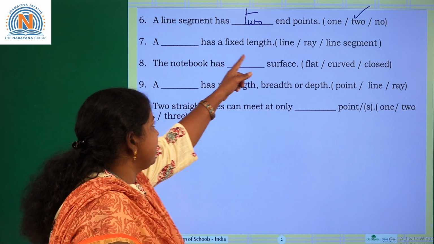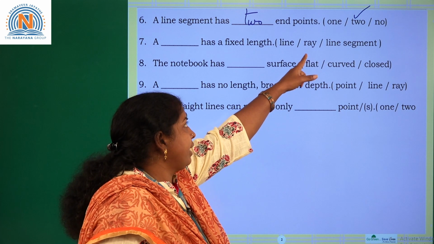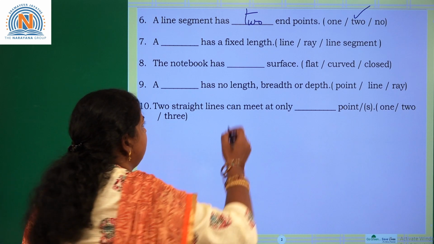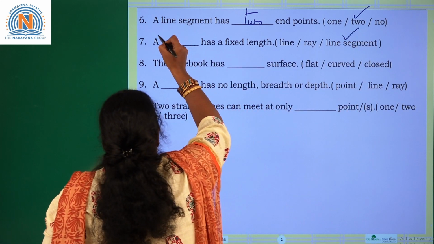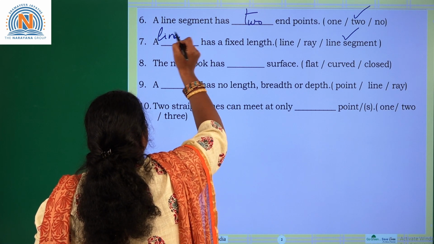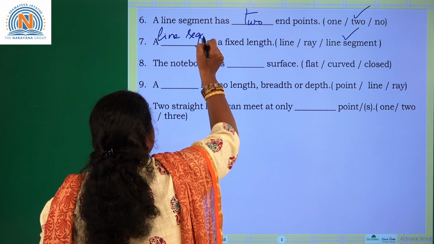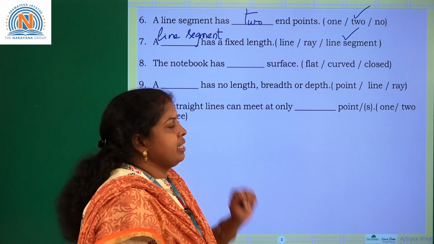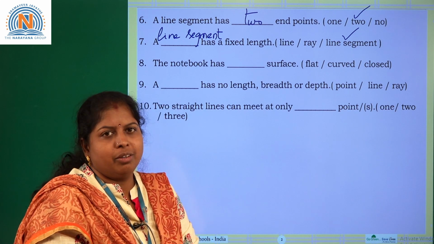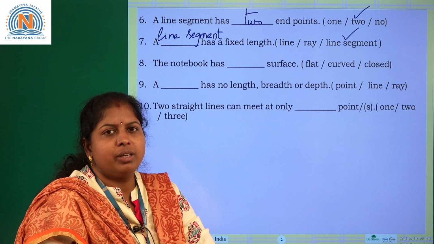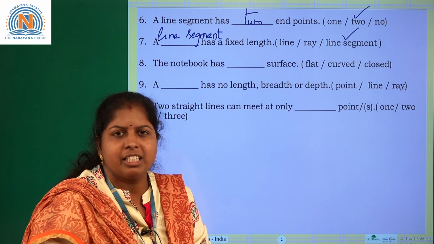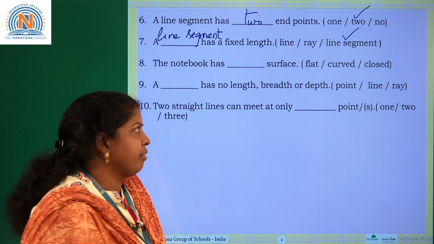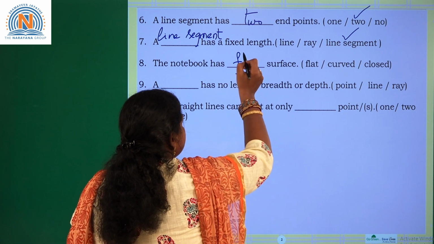A dash has a fixed length. Line segment or ray or line. A line segment has fixed length. The notebook has dash surface. Children, just observe your notebook. How is the surface of your notebook, whether it is curved or flat or closed? It is a flat surface. So, what you will write? Flat.